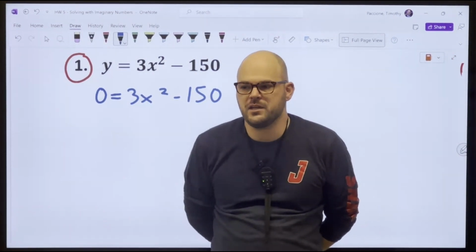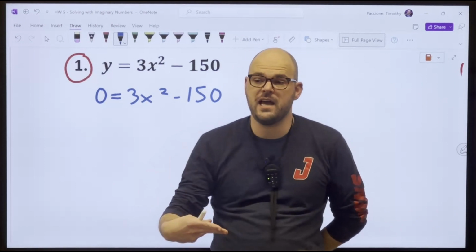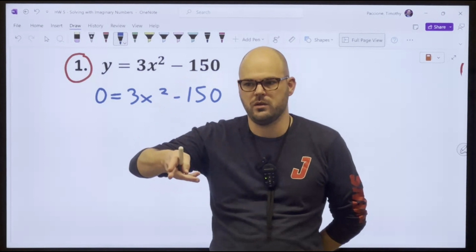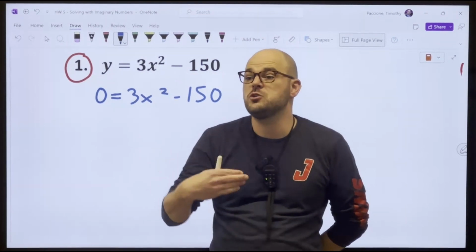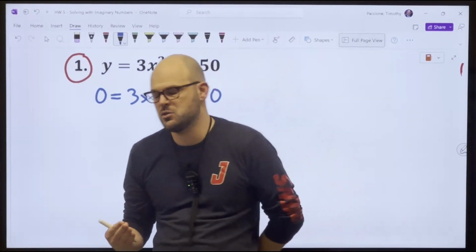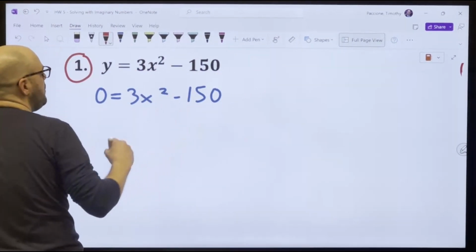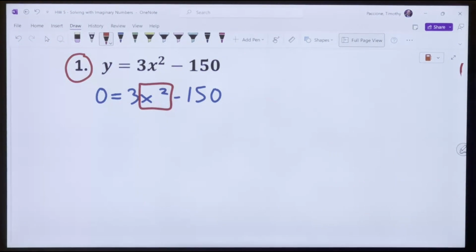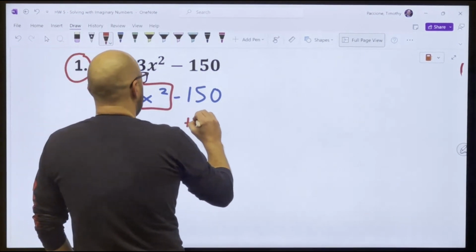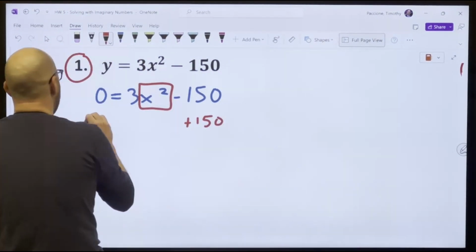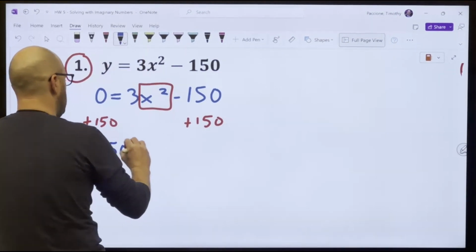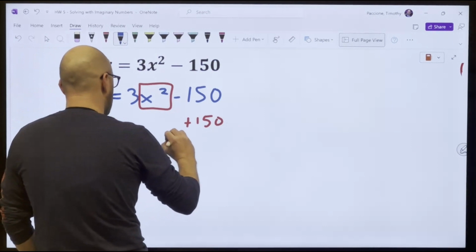This is missing the bx term. So when you recognize that, that should be like, okay, when I'm missing bx, I'm square rooting. I'm solving by square rooting. So now I'm going to try to get the square by itself. I'm going to isolate the square. So I've identified it. Now I'm moving everything to get that by itself, right? So I would add 150, add 150. I get 150 equals 3x squared.